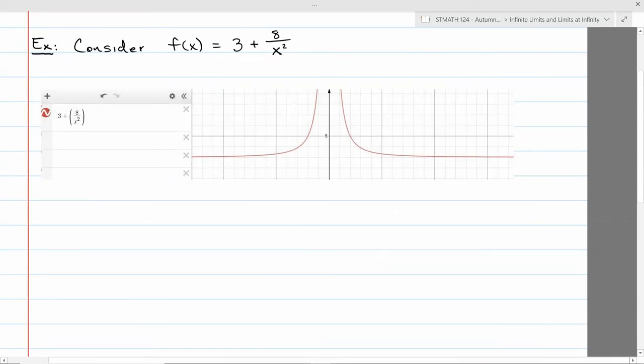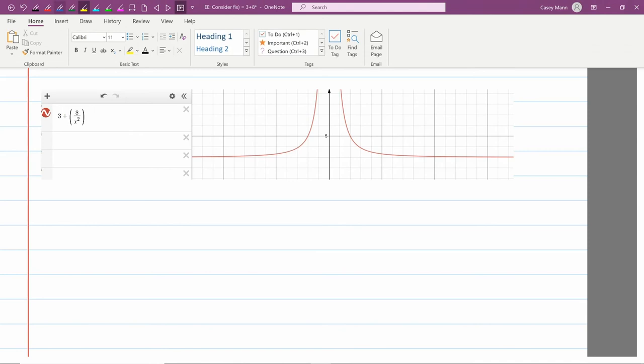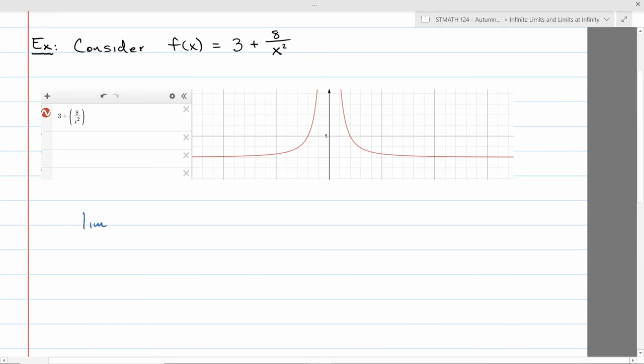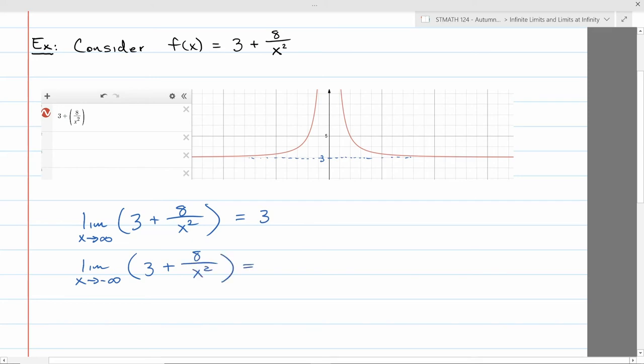Okay, so looking at this graph, it sure does look like the limit as x goes to positive infinity of 3 plus 8 over x squared is getting close to 3, because that was the y value of 3 there on that graph. And similarly, it also looks like the limit as x goes to negative infinity of 3 plus 8 over x squared is 3.